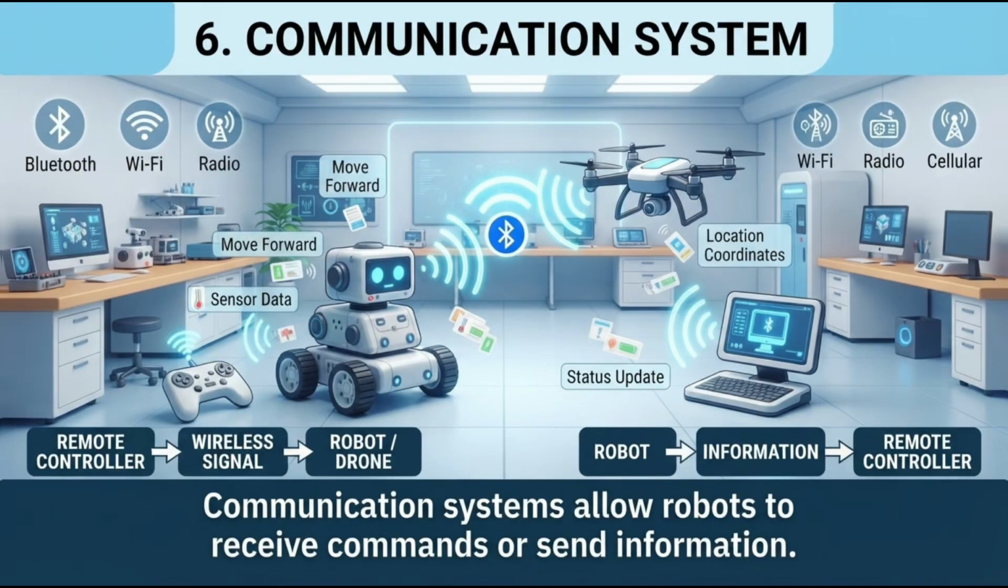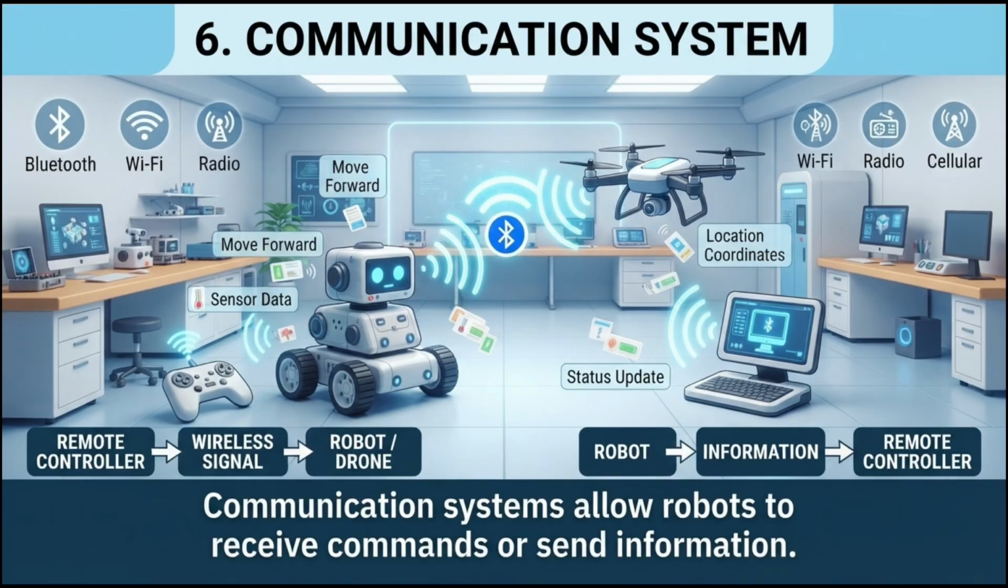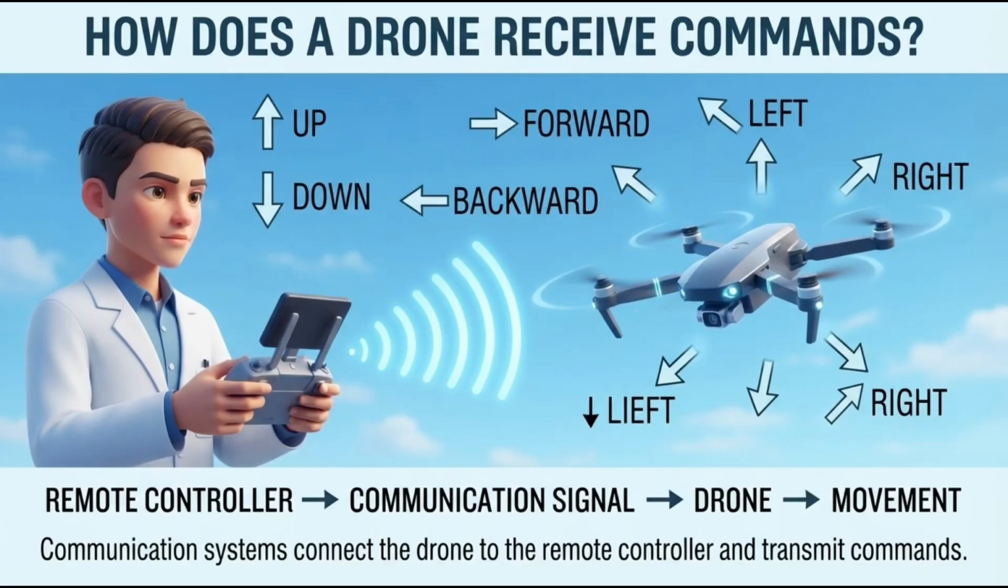Gear. 6. Communication system. Some robots need to communicate with another device or another robot. Communication systems allow robots to receive commands or send information. Examples include Bluetooth, Wi-Fi, radio communication, and cellular communication. For drones, communication systems can connect the drone to a remote controller.